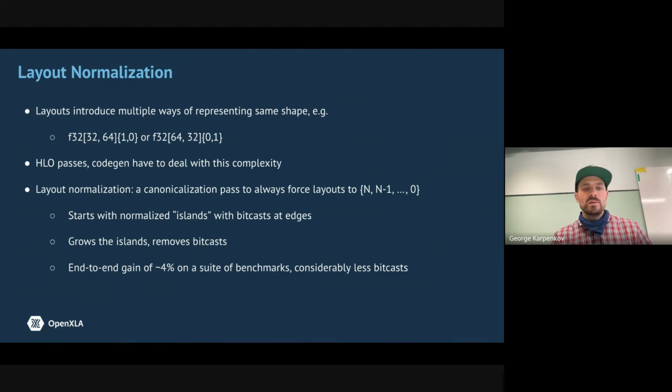Getting it all into a normalized form where there are basically fewer possible shapes helps a lot to minimize the number of bitcasts in the graph. And of course, it makes it easier to lower the graph, to optimize the graph, and to understand the graph for humans as well.